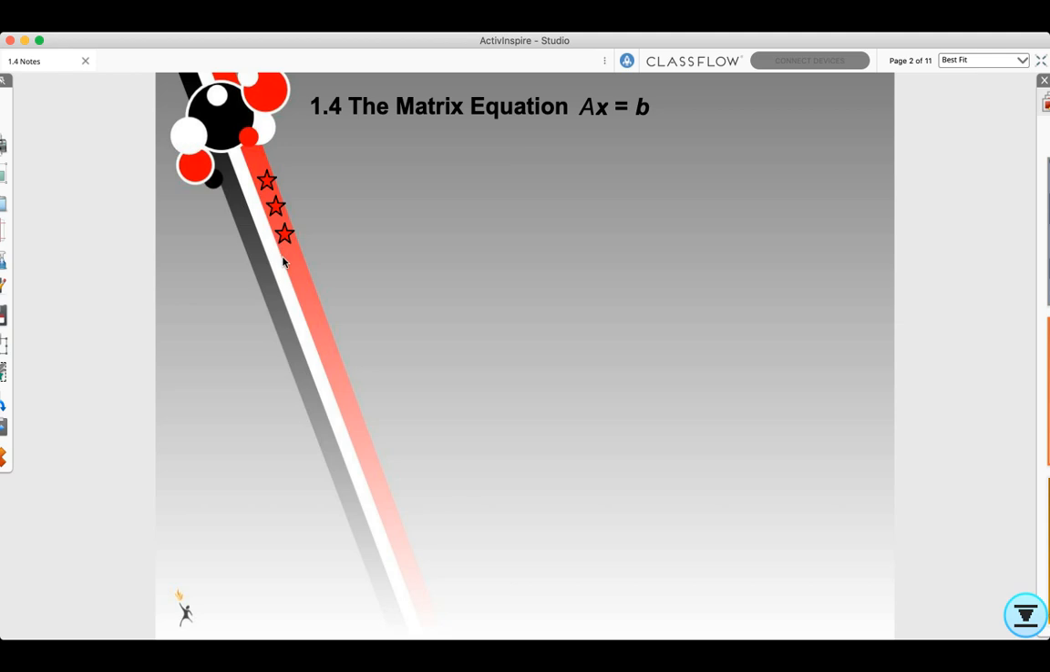Today we are doing section 1.4, the matrix equation AX equals B. Linear combinations can be viewed as matrix vector multiplication.